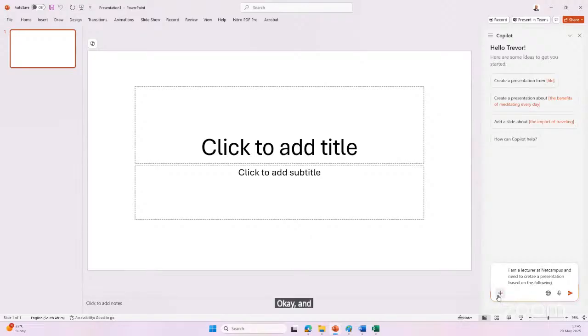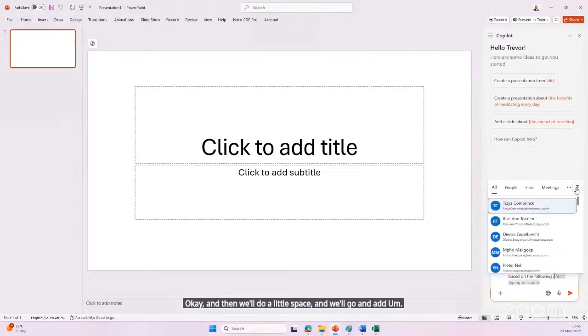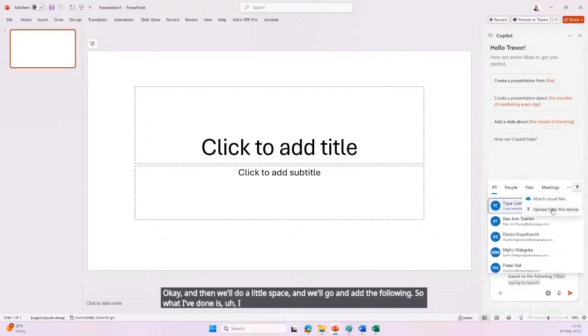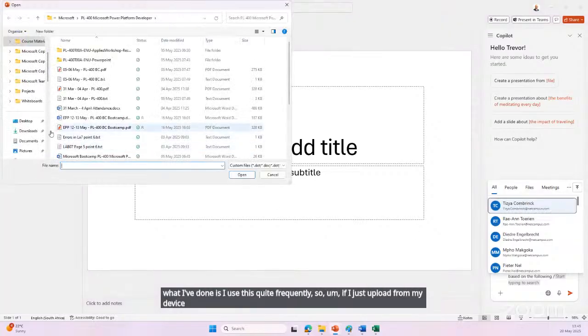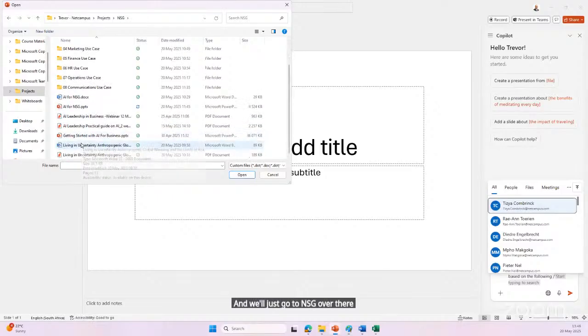Okay, and then we'll do a little space, and we'll go and add the following. So what I've done is I use this quite frequently. So if I just upload from my device, I'm pretty confident that I have a document that we can use quickly. And we'll just go to NSG over there and let's do something simple.